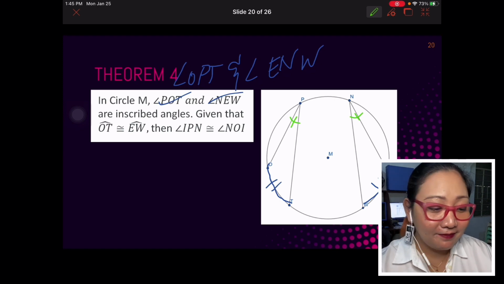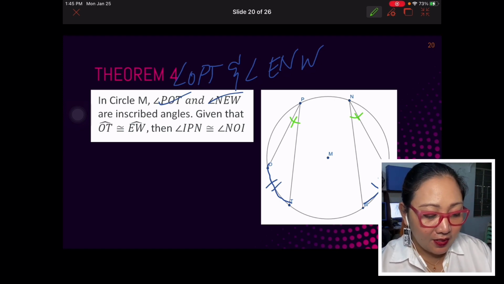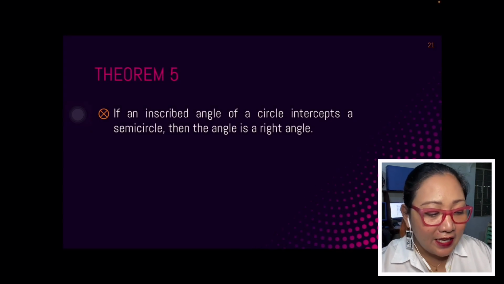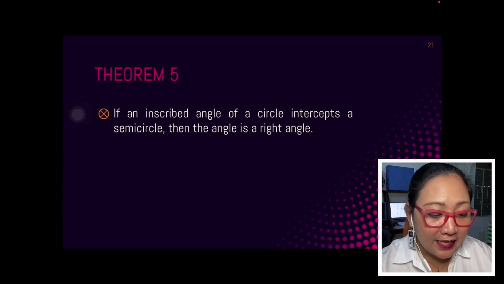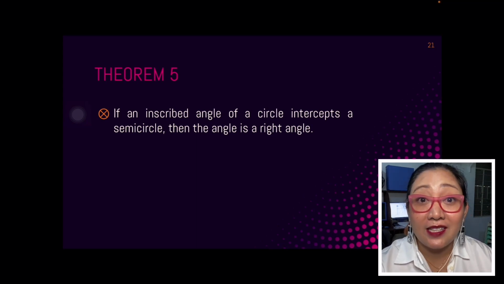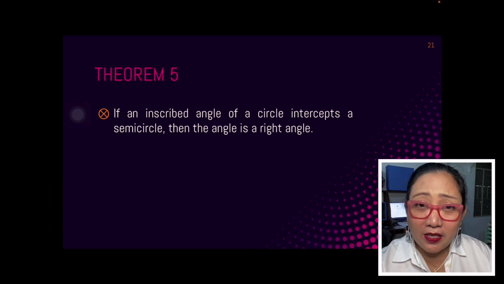Okay po? Alright. So now, let's look at the last theorem, si theorem number 5. If an inscribed angle of a circle intercepts a semicircle, then the angle is a right angle. So, ano ibig sabihin nito? I'll give you a visual example.